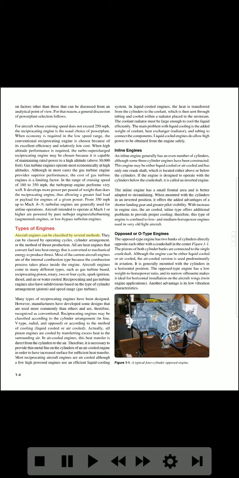Aircraft engines can be classified by several methods. They can be classed by operating cycles, cylinder arrangement, or the method of thrust production. All are heat engines that convert fuel into heat energy that is converted to mechanical energy to produce thrust. Most of the current aircraft engines are of the internal combustion type, because the combustion process takes place inside the engine. Aircraft engines come in many different types, such as gas turbine-based, reciprocating piston, rotary, 2 or 4 cycle, spark ignition, diesel, and air or water-cooled. Reciprocating and gas turbine engines also have subdivisions based on the type of cylinder arrangement, piston, and speed range.